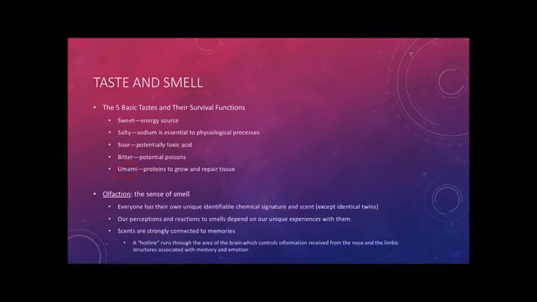This is because there's a hotline that runs through the area of the brain that controls information received from the nose, and then there are limbic structures associated with memory and emotion that also run alongside this hotline. So basically, the area of the brain that receives olfactory information is very close to the part of your brain that is associated with memory and emotion. And so that's why we get our strongest, most emotional memories triggered by certain smells, because those two parts of the brain are just very close to one another in proximity inside your head.